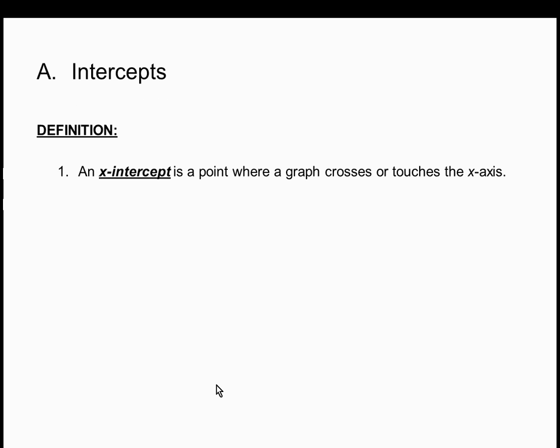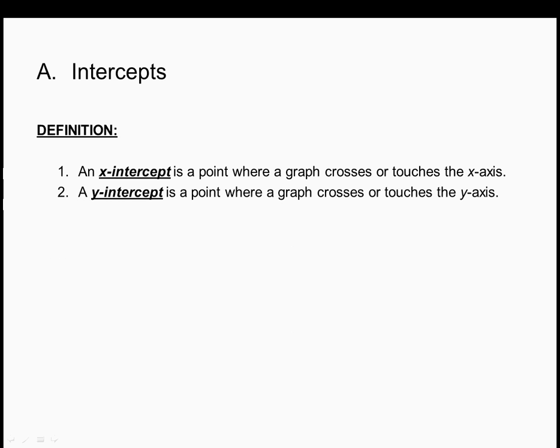So, intercepts. Got a 2-part definition. Number 1, an x-intercept is a point where a graph crosses or touches the x-axis. So, x-intercept: cross or touch the x-axis. Number 2, a y-intercept is a point where a graph crosses or touches the y-axis. Later on in Chapter 4, for certain types of graph, we will be able to distinguish between cross and touch. There actually is a difference for certain types of graphs that we can tell.